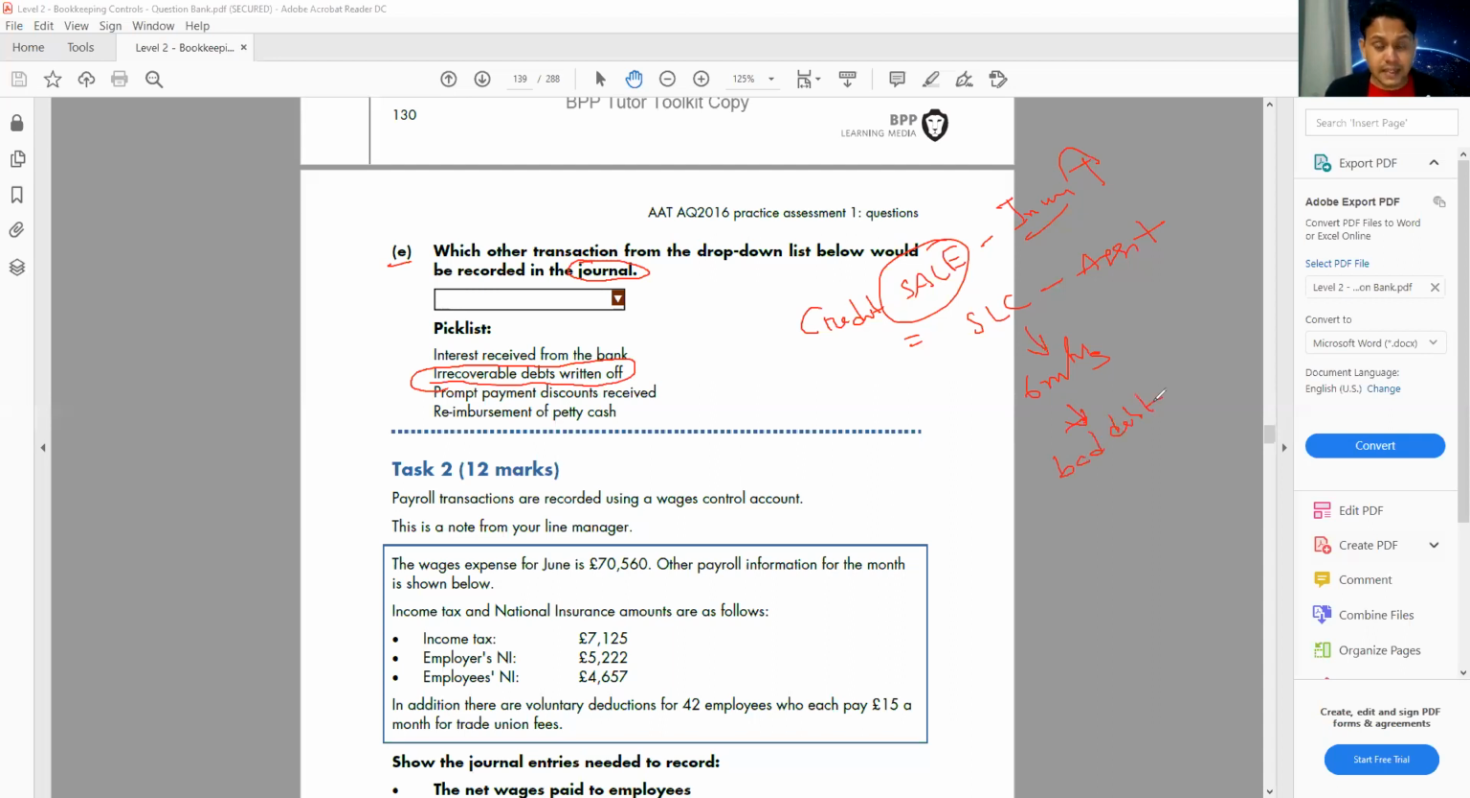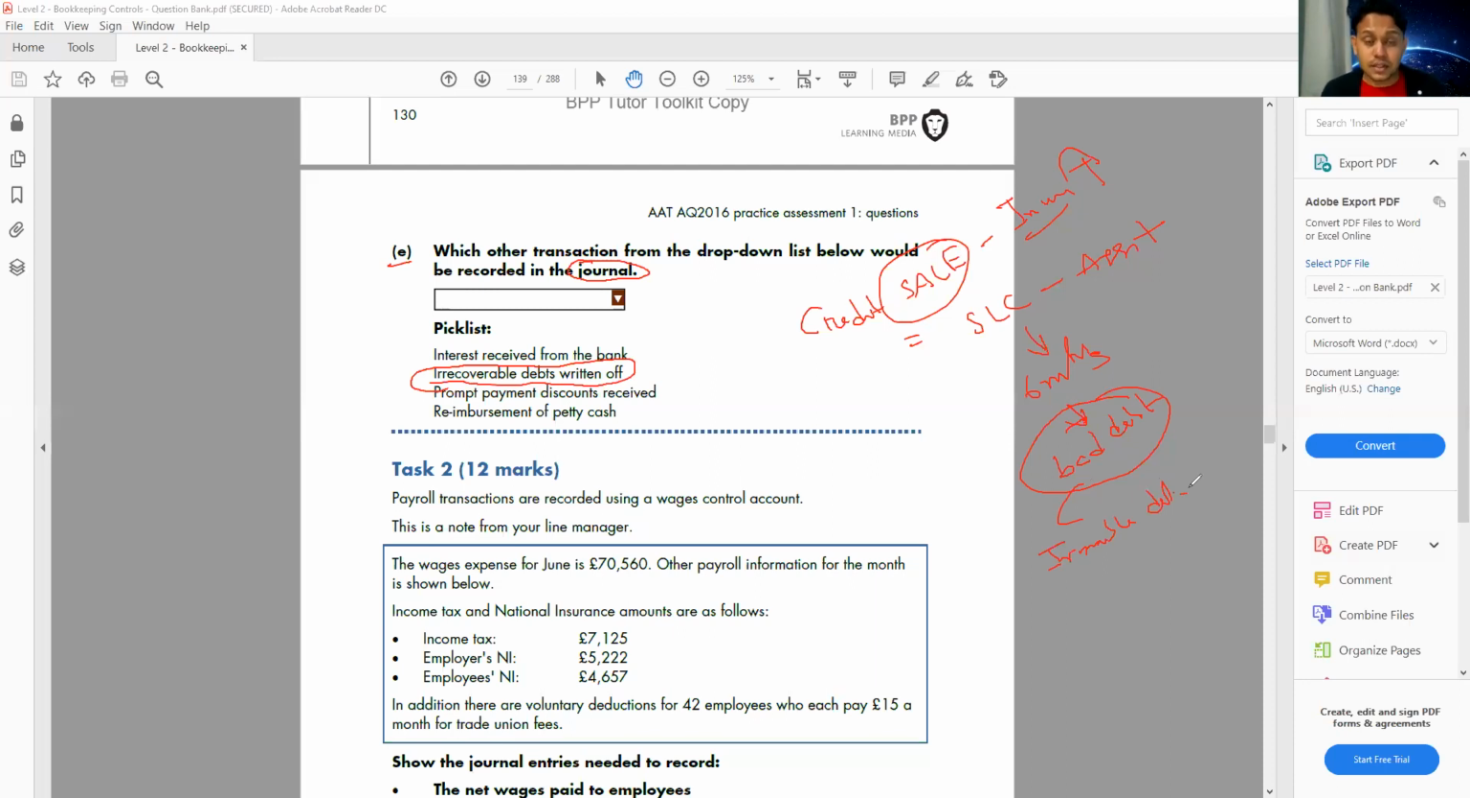And this bad debt would be recoverable or irrecoverable. Now this bad debt, if I try all the way, calling him, sending the letter, after that I'm 100% sure I'm not going to get this money from this customer. So we call it irrecoverable debt, and we have to write it off. When I need to write it off, how will I do that?